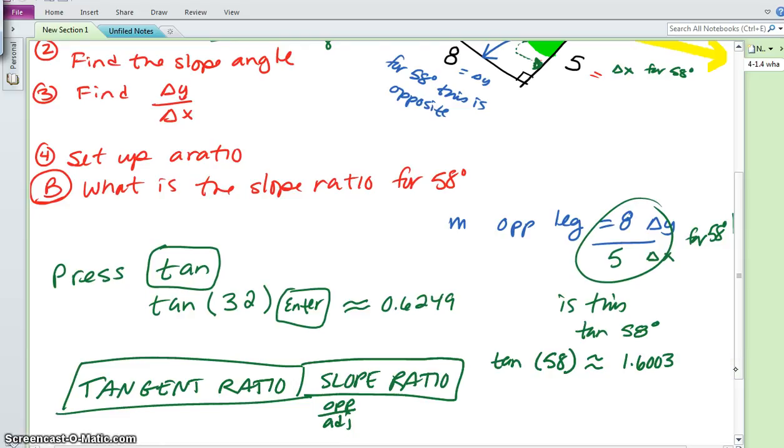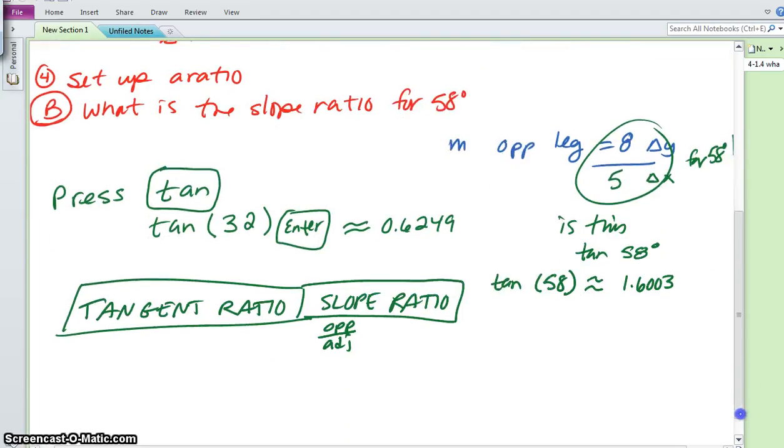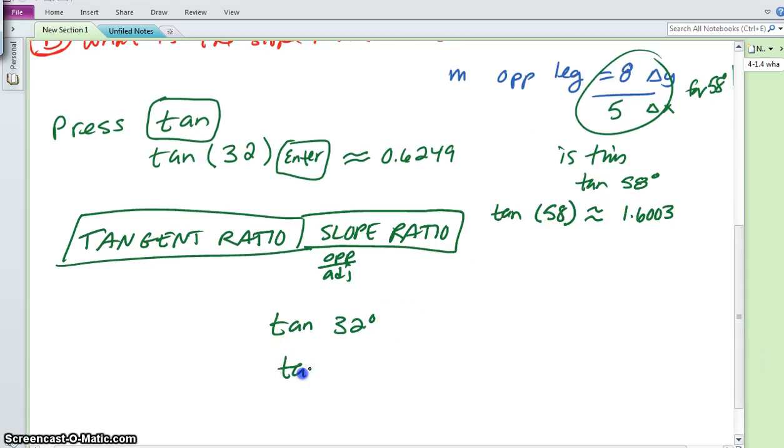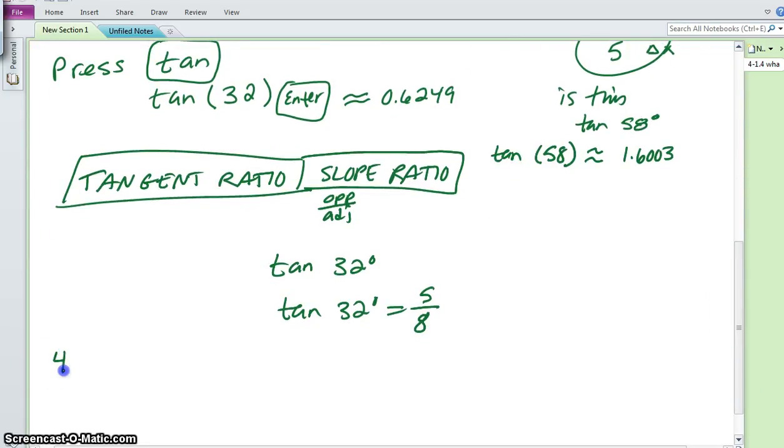When you want to find the slope ratio of an angle, such as 32 degrees, it is written this way, tangent 32 degrees. An equation for this triangle can be written this way, tangent 32 degrees equals 5 over 8. And we will start writing equations this way.